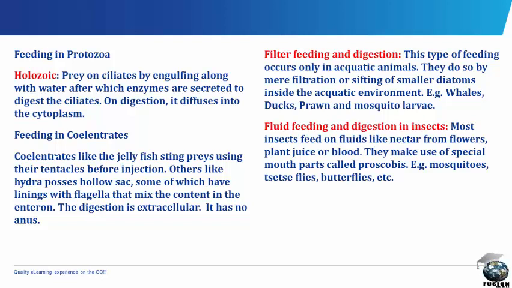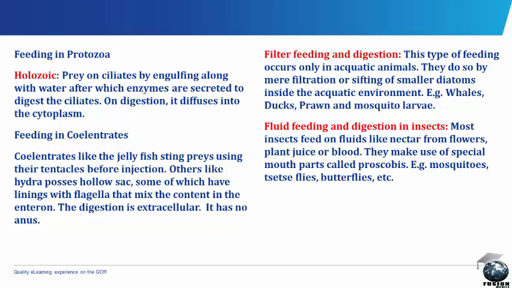Filter feeding and digestion. This type of feeding occurs only in aquatic animals. They do so by mere filtration or sifting of smaller diatoms inside the aquatic environment. For example, the whales, the prawns, the ducks, and the mosquito larvae.